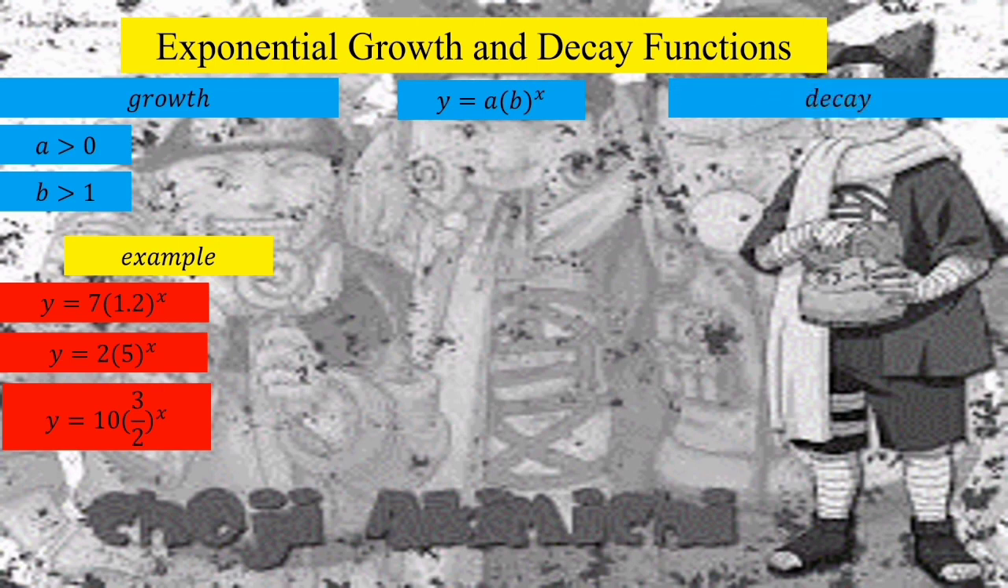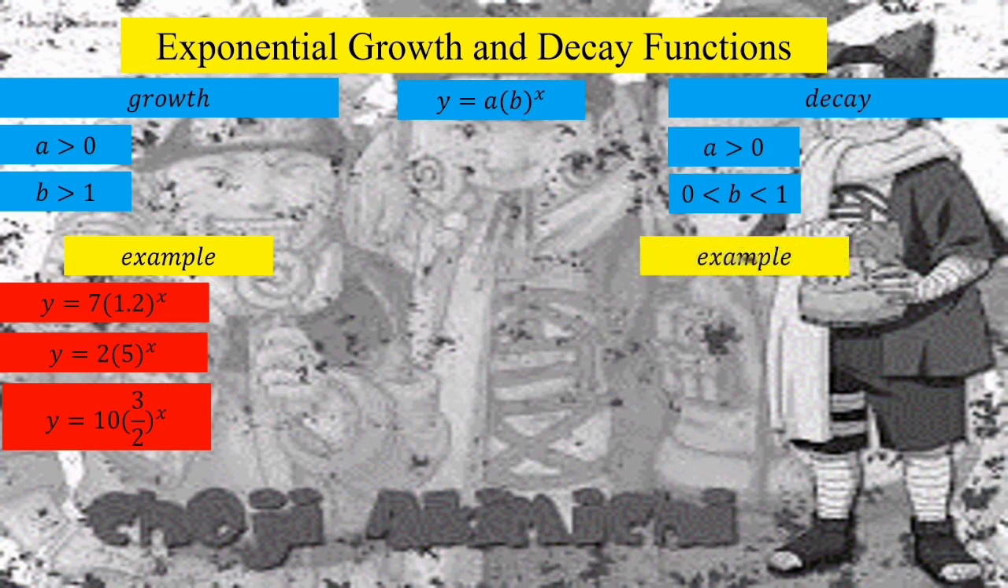How about sa decay? Your a should be greater than 0, the same with the growth. But b is greater than 0 but less than 1. Example, y is equal to 4 times 1 half raised to the power of x. So kung makikita nyo, class, yung b natin, 1 half. So nasa gitna lang siya ng 0 and 1.